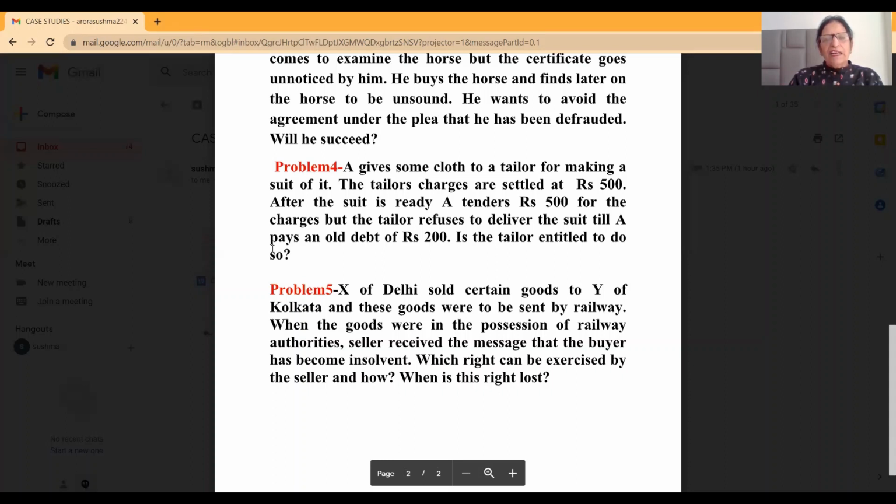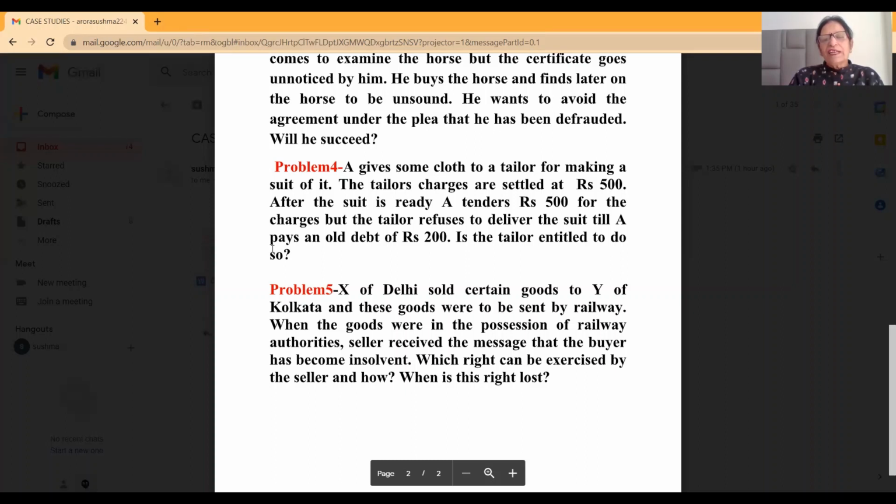So friends, the right of lien can be exercised by the unpaid seller when the goods are in the possession of the unpaid seller. But in the given problem, we are given that the goods were to be sent by the railway. When the goods were in the possession of the railway, it means the possession of the goods has been given by X to the railway. Now, it is the duty of the railway authorities to make the goods available to Y of Kolkata. It means the goods are in transit. The goods are with the railway authorities. And now the seller, X, has come to know that the buyer has become insolvent.